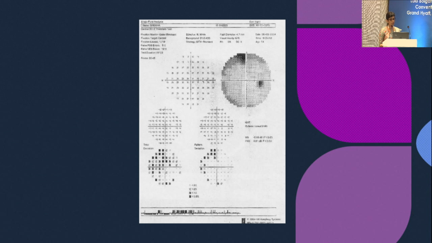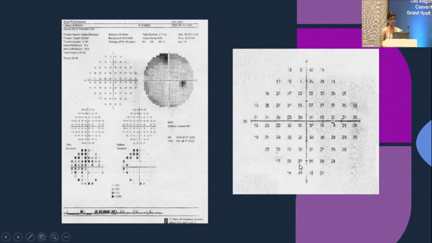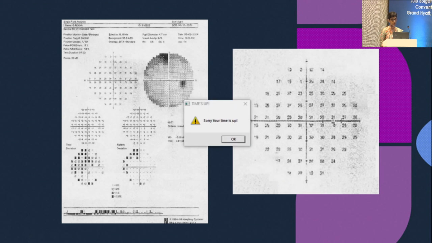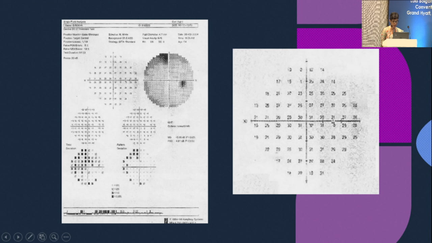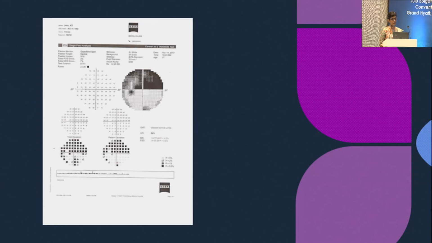Sometimes very early neurological defects may mimic glaucomatous changes, as in this case where you can see there is a sort of evolution of an arcuate scotoma from a nasal defect. But in such cases, we can apply the RP Mills criteria. The RP Mills criteria are applied to the raw data of the patient. They help us to differentiate between the neurological and the glaucomatous defects. This has been already described, and so I'm not going to talk about it.